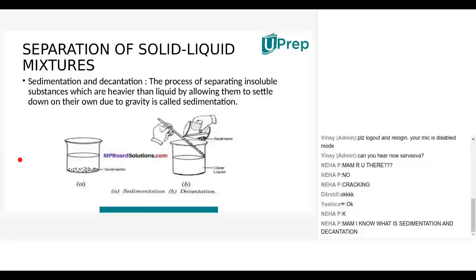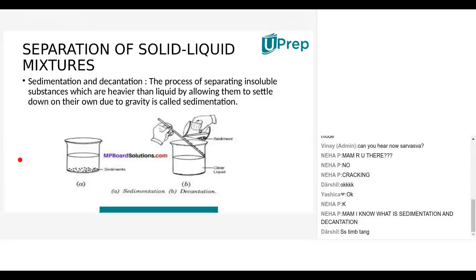So when we take the sedimentation process, for example, when we mix the solid sand in water, is the sand completely dissolved in water? Does the sand dissolve? No, it won't dissolve in water. When we mix it, the sand will be at the bottom.